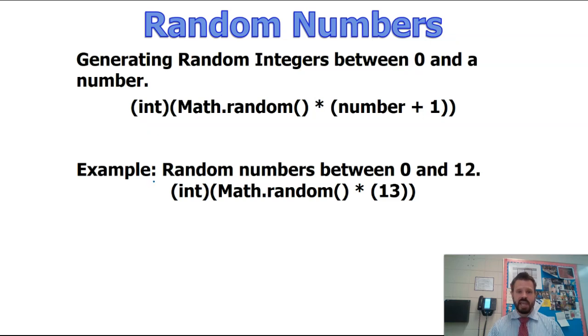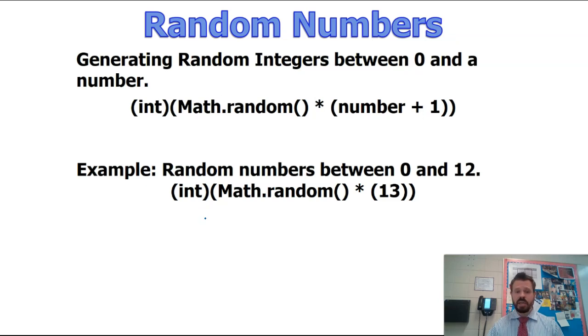So for example, if I want a random number between 0 and 12, what I'll do is I'll go Math.random, which gives me something between 0 and 1. I'll multiply that by 13, so now I have numbers from 0 up to 13, not including 13, and then truncating will make it so that, with the cast, the decimal place disappears.